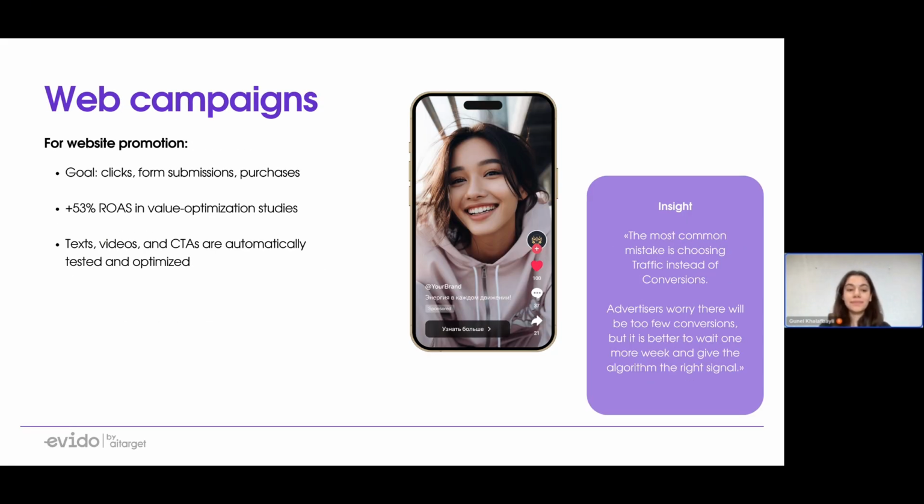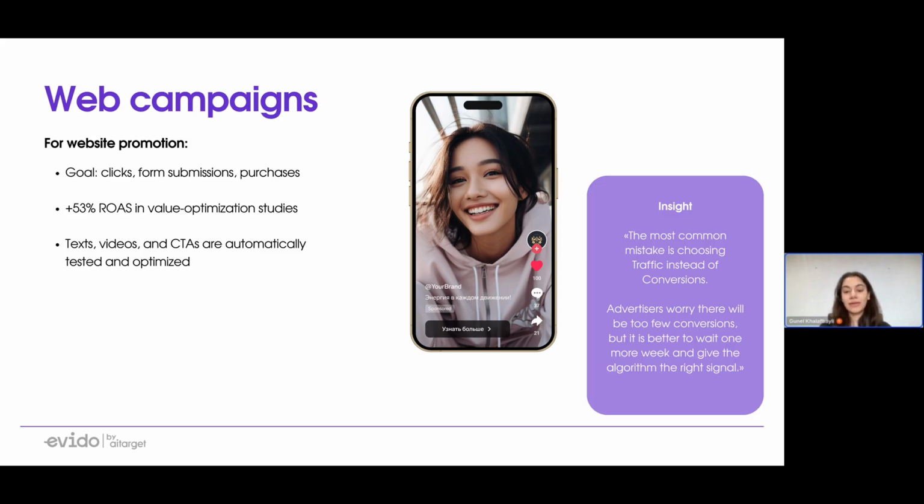Web campaigns. This is intended for those who are promoting their website. If your goal is clicks, form submissions, or purchases on the website, in this case, you can choose Smart Plus Web Campaigns. A 53% increase in ROAS. Research on value-based optimization shows Smart Plus, as well as automation of texts, videos, and networks. Absolutely everything is tested and fully automated on its own.